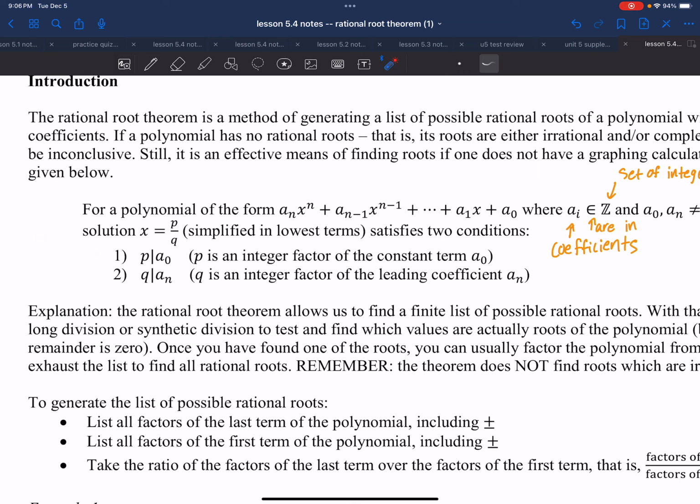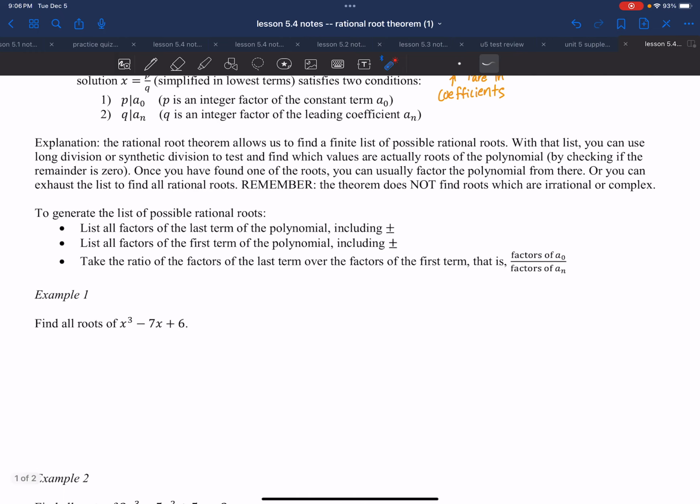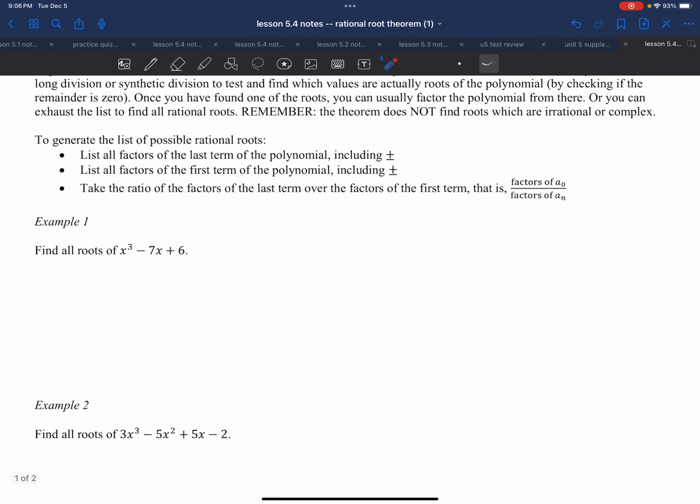Then it satisfies two things, where p divides a naught means p is a factor of a naught. So p goes into a naught, and q goes into the leading coefficient a sub n. Okay, great, Mr. Spake, but what the heck does that mean, right? So here's how you're going to do it.